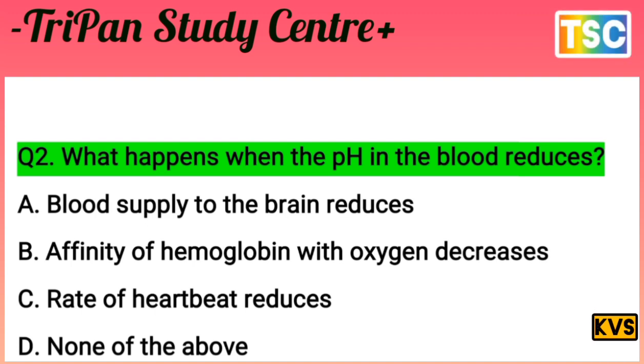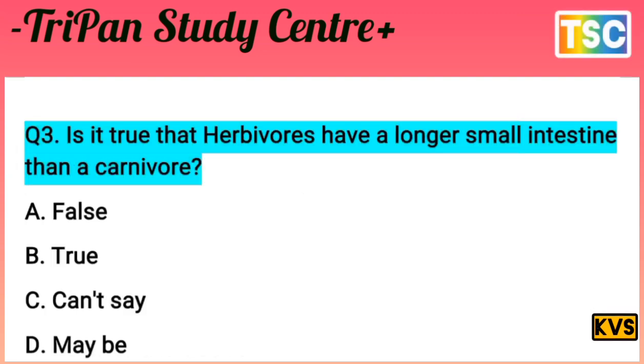Okay, let's check the answer. What happens when the pH of blood reduces? The direct answer is that the affinity of hemoglobin for oxygen decreases. That's an important question. Let's see the next question on your screen.